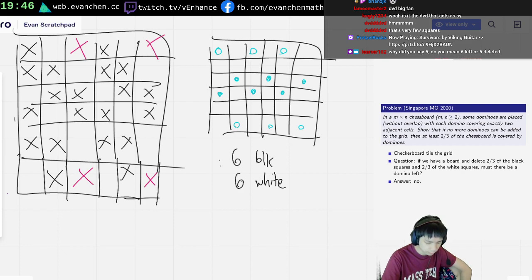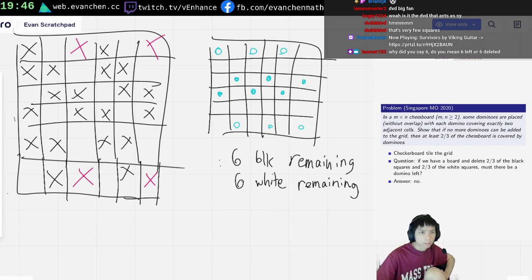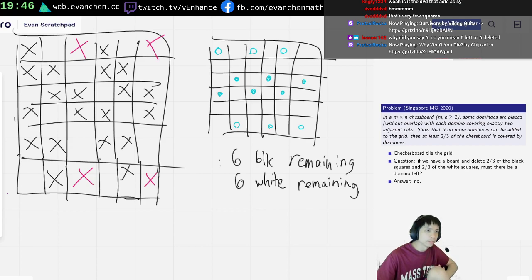Wait, am I just bad at division? Yeah, 6 black remaining, right? Did I miss? Yeah, so the things I'm highlighting in this bluish green color are things that I want remaining. And then the dominoes are supposed to be like... So the claim is I cannot add one more black square and one more white square without making 2 adjacent guys. And I think that's true.